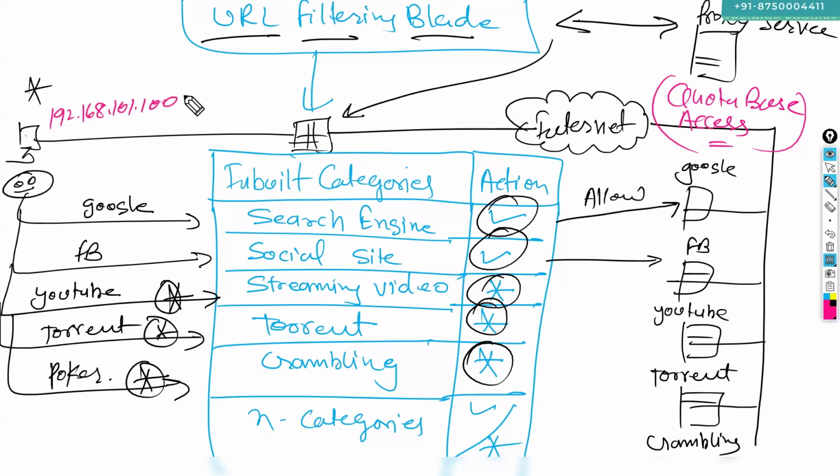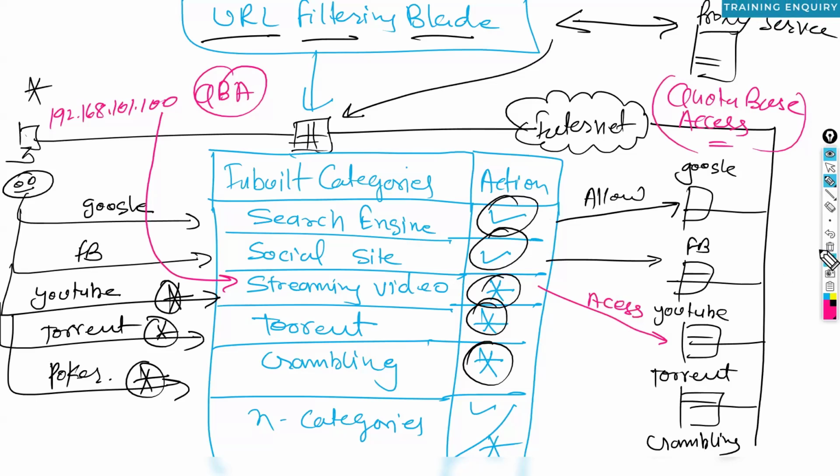So we want to deploy quota-based access, so that this user can access YouTube. But not forever, or not for unlimited time. The user can access YouTube until it consumes 2 GB of data. When this data or quota is completed, then the YouTube access will be blocked.